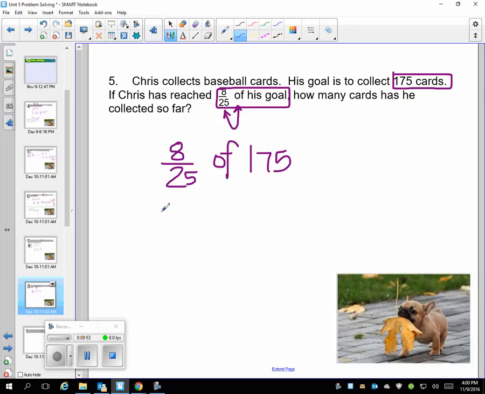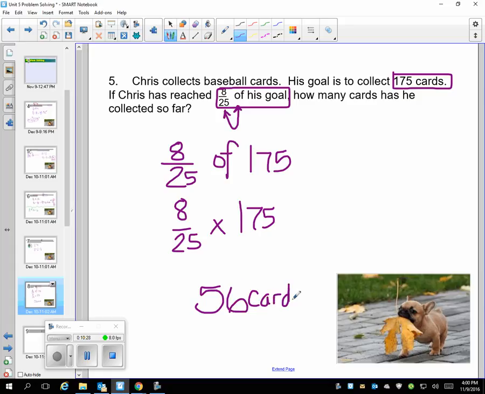Now we could multiply 8/25 of 175. Okay, we can multiply. Or I could think about it in terms of groups. I have 175 cards, and I want to put them into groups of 25. So how many groups can I make? 7 groups, right? 7 groups. And I want 8 of those groups. So if there's 7 in each group and I take 8 of those groups, that's 56 cards.